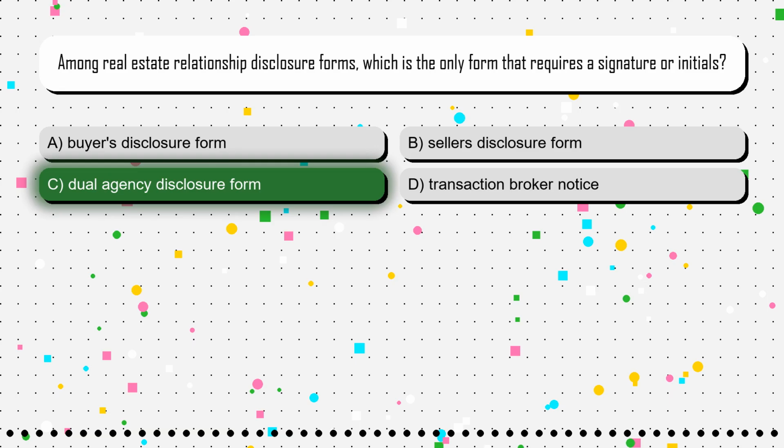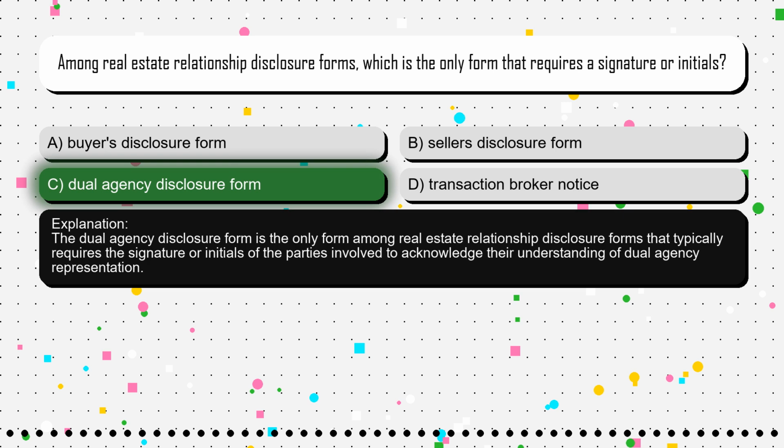The correct answer is option C, dual agency disclosure form. The dual agency disclosure form is the only form among real estate relationship disclosure forms that typically requires the signature or initials of the parties involved to acknowledge their understanding of dual agency representation.